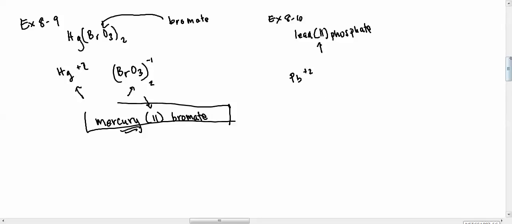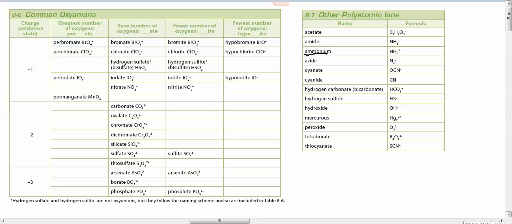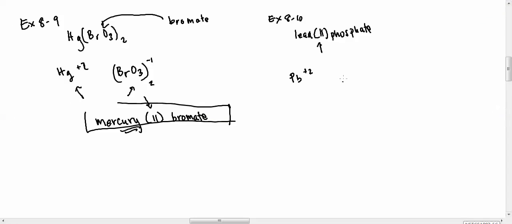Now phosphate, we need to go up into our handy dandy chart up here. Phosphate, where's phosphate? Oh, there it is. PO4 with a 3 negative. Okay. PO4 with a 3 negative. All right.